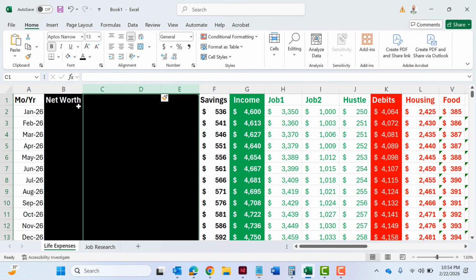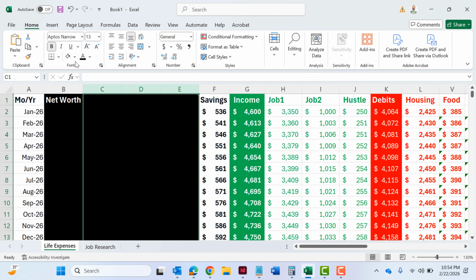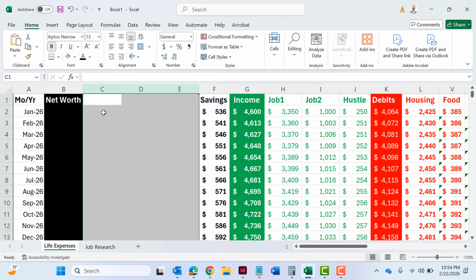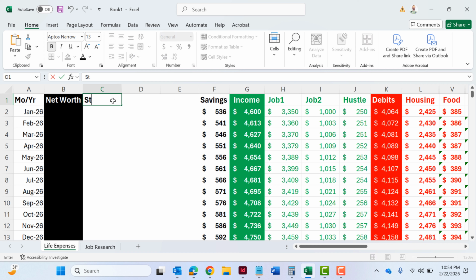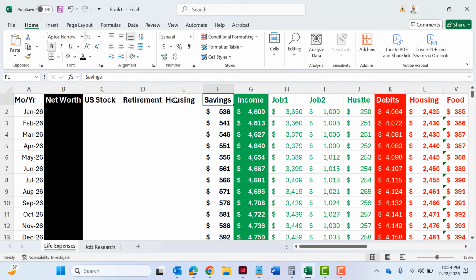Now, we're not doing this dark black background. We're going to go back to, well, the text is white. We're going to make that text black or automatic, and we're going to make the background white. However, this is part of our net worth. It's just broken up into three. And those three, of course, would be the stock market. Let's say US stock market, retirement accounts, and housing.